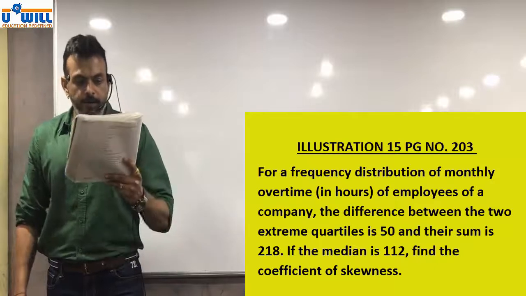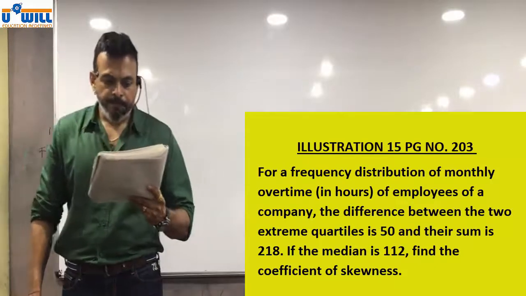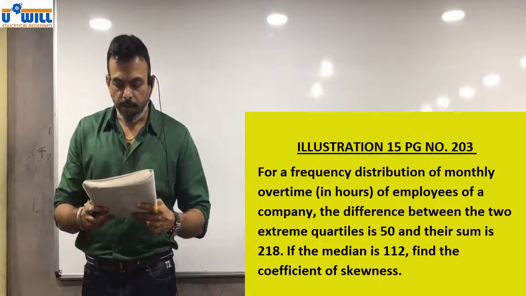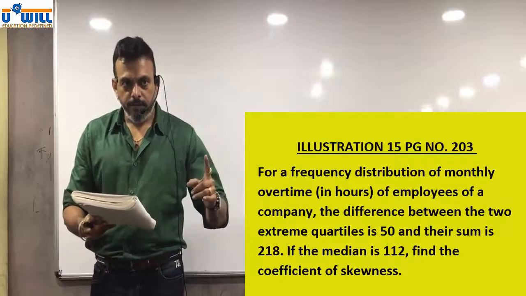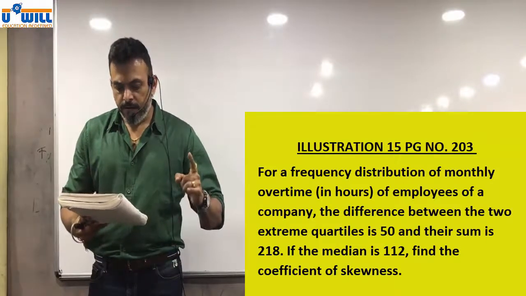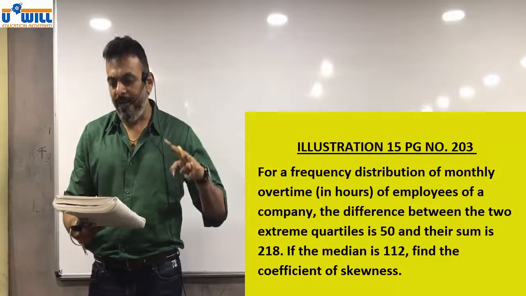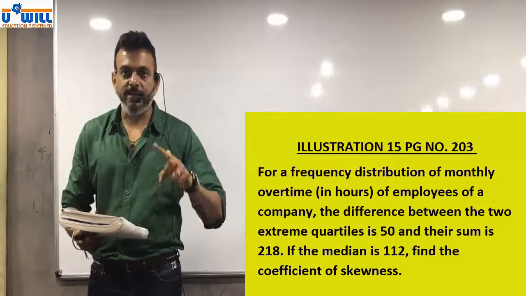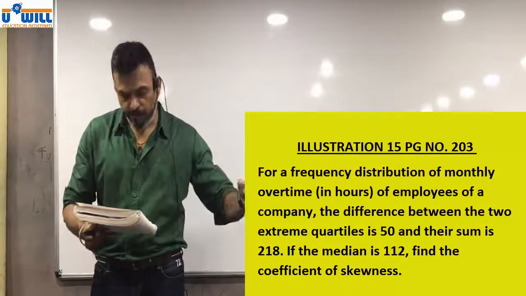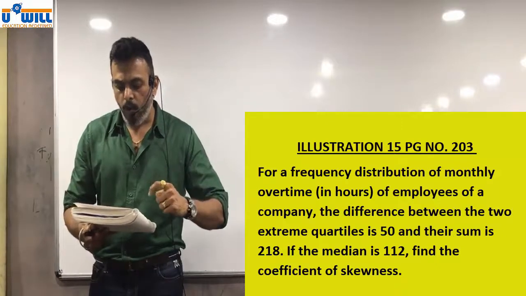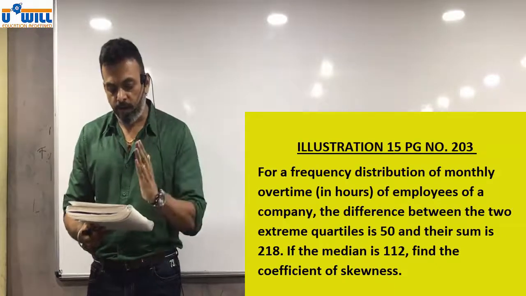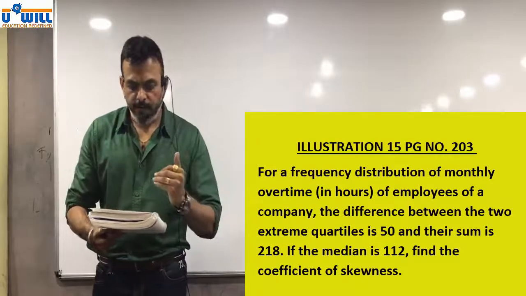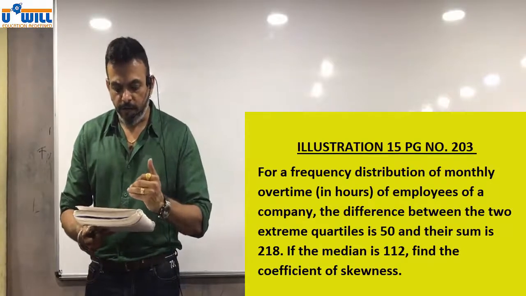Number 203, illustration number 15. For a frequency distribution of monthly overtime in hours of employees of a company, pay attention, the difference between two extreme quartiles is 50. Difference between two extreme quartiles, meaning what was the idea? Extreme quartiles Q1 and Q3, and their sum is 218. So Q3 minus Q1 is 50, and Q3 plus Q1 is 218. If median is 112, find the coefficient of skewness.